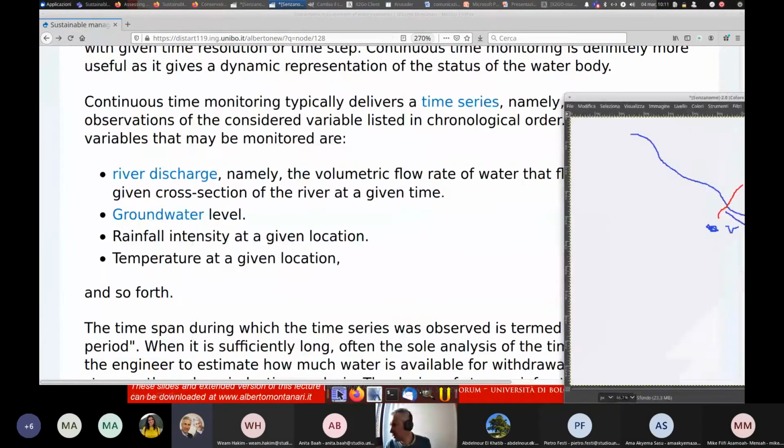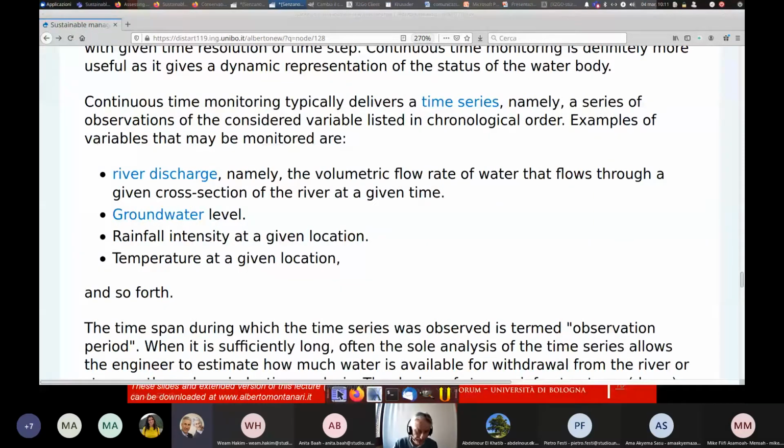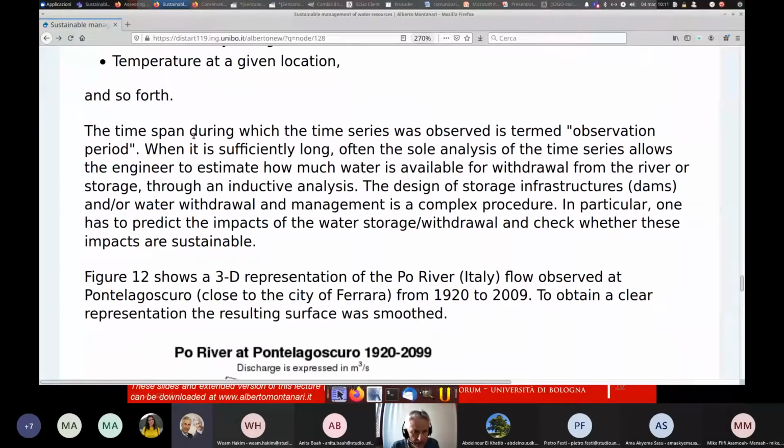Good. The definition is provided in the next lecture. The time span during which the time series was observed is termed observation period. And the longer the observation period, the higher the reliability of the information. This is quite trivial.